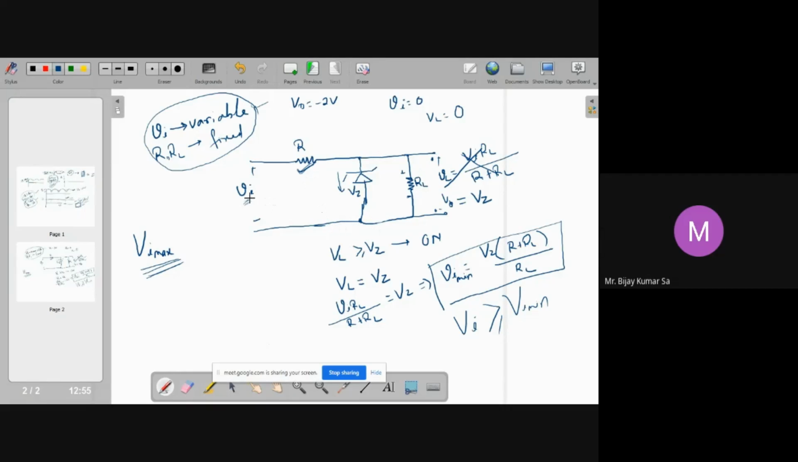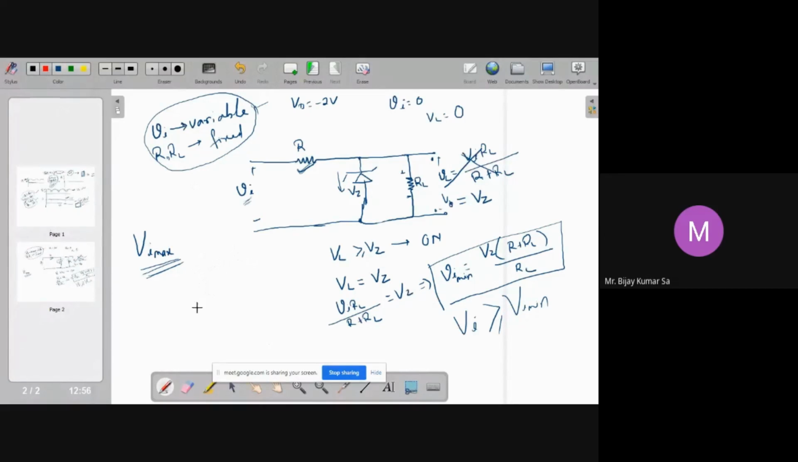For what maximum value of VI can this voltage regulator do the voltage regulation, the way we have discussed here? I'm giving you a hint. This VI max will be decided by how much maximum current can go through this diode in the reverse direction. That will let you decide what VI max will be for any diode, more specifically for the zener diode.